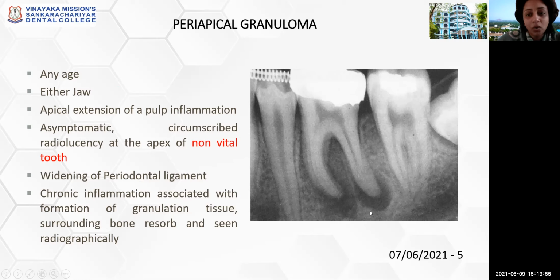Sometimes it might be surrounded with a radio-opaque rim or border. The involved tooth always will have a deep caries or a deep restoration. So this is how we identify a periapical granuloma on a radiograph. The size of the lesion is also to be taken into consideration. This is how the lesion will look, and it is always less than 1 centimeter in diameter.